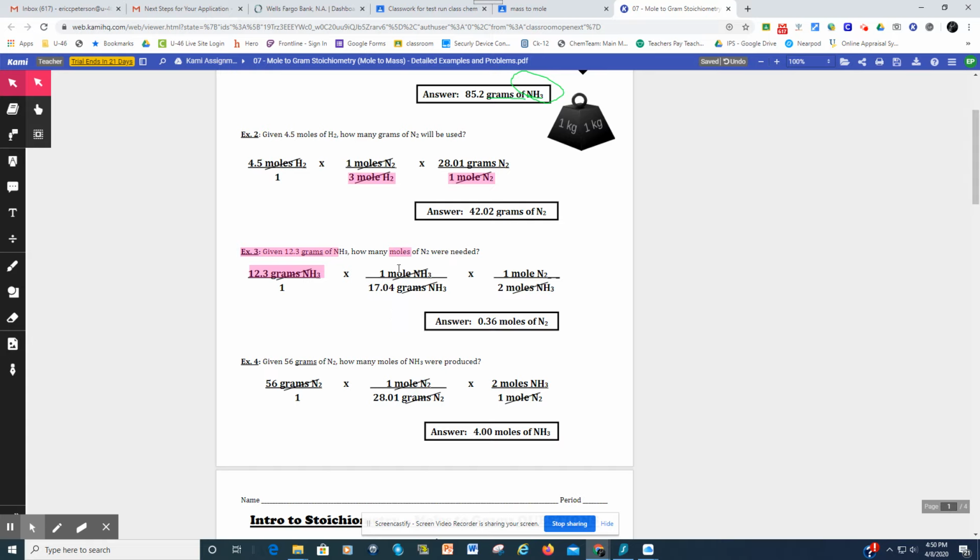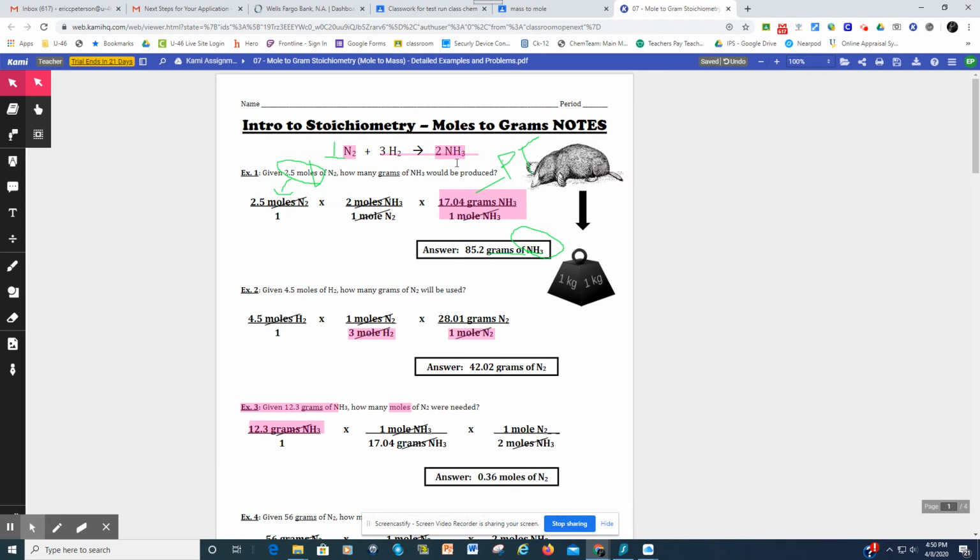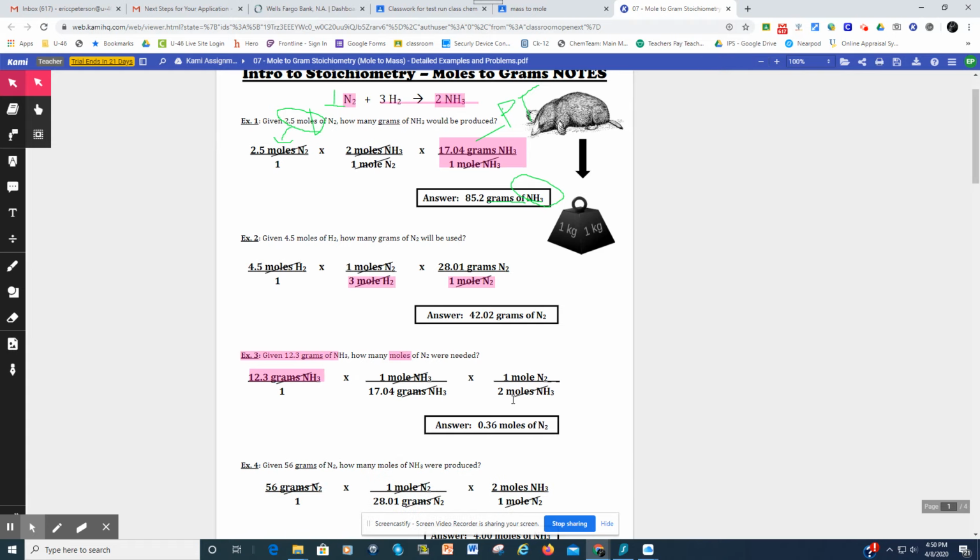Over here, they got a 2 and a 1, looking at NH3 and N. They go back up to the top. There's the 2. There's the 1. They come here, 2 and 1. Then you're done because you're in moles of N2. So you do 12.3 times 1 times 1 equals, divided by 17.04 equals, divided by 2 equals, and there's your answer. Okay, last one.